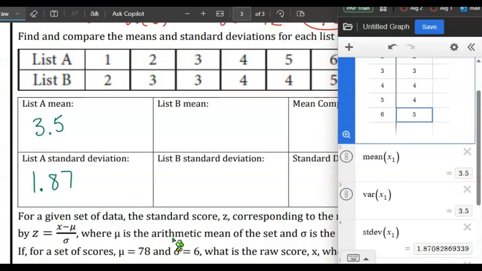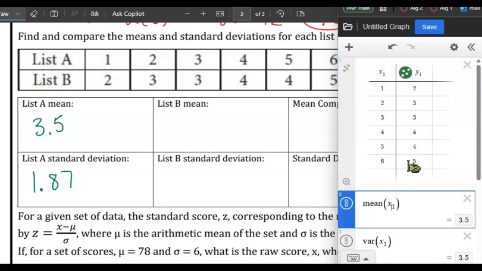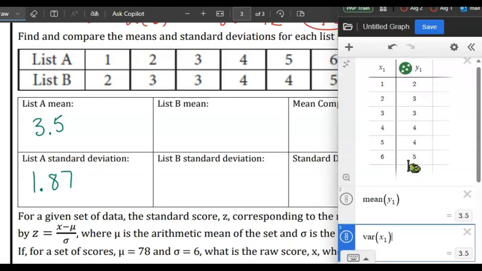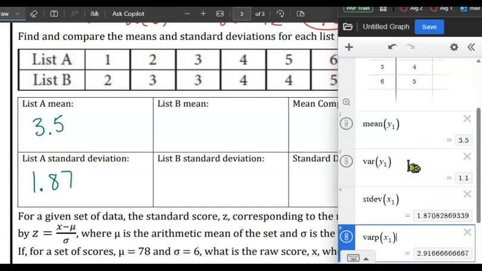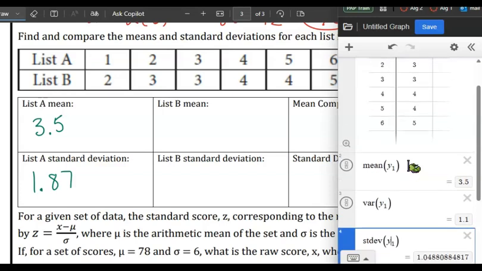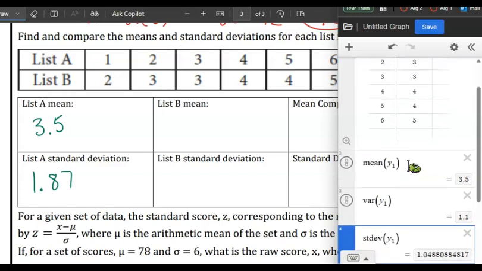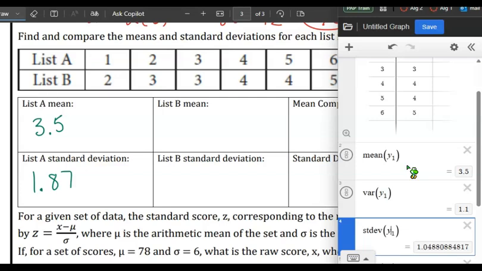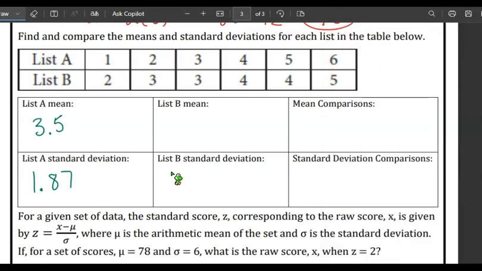And then let's do the same thing, but this time for list B. So let's call these Y1. Okay, so the mean for list B is 3.5, and the standard deviation is about 1.05. In this case, the means are the same, but the standard deviations are not. List A is larger.